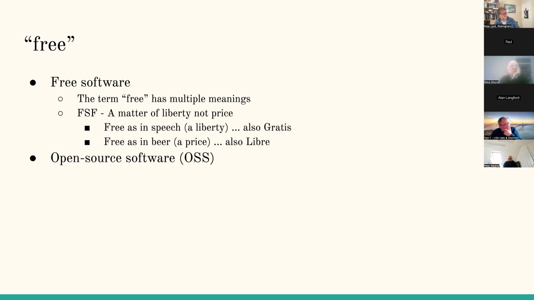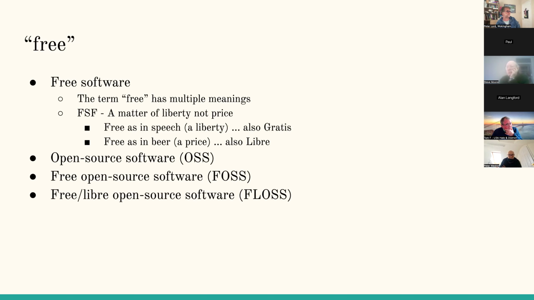So we've got open source software, or OSS. We've got free open source software, or FOSS, and free in there specifically does mean liberty, not price. But of course, you've got FLOSS, which is free libre open source software. So you've got the freedoms to use that software. It's also free. That's what FLOSS really is telling us. So slightly different meanings of the word free.